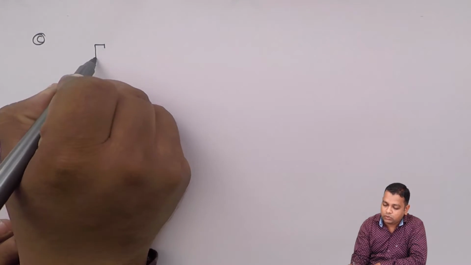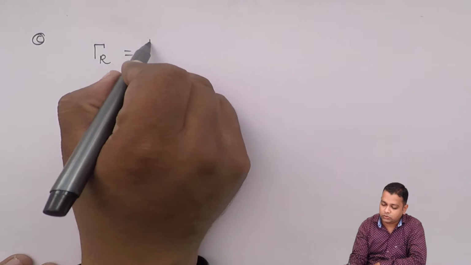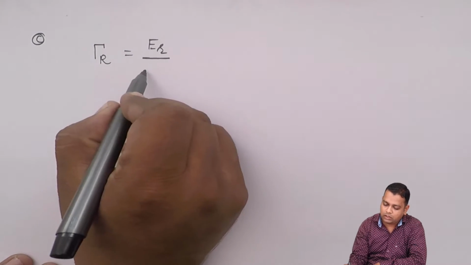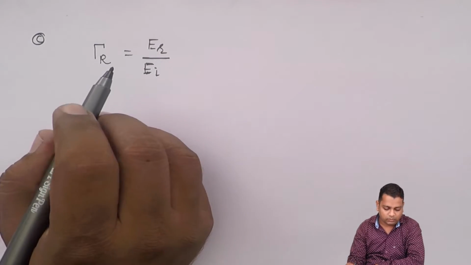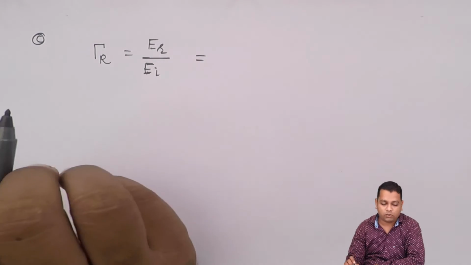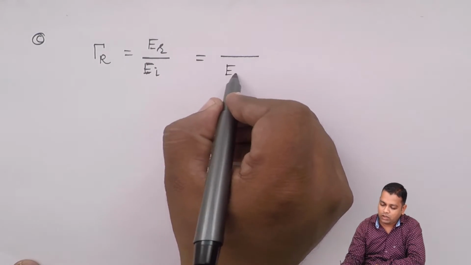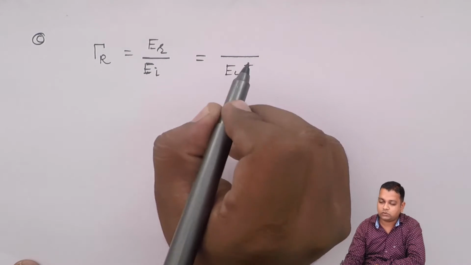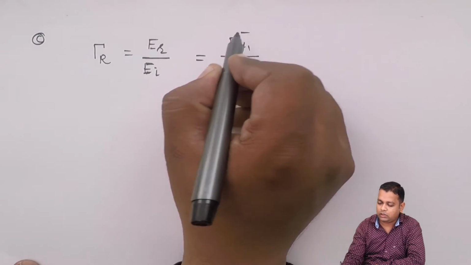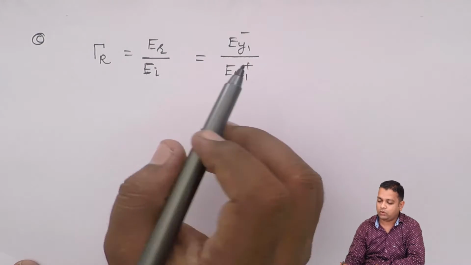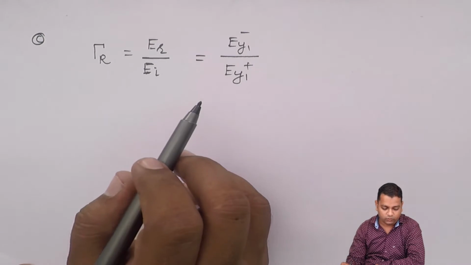The reflection coefficient is denoted by gamma suffix r, and this reflection coefficient is in general the ratio ER divided by EI. EI denotes the incident wave, ER denotes the reflected wave. Here, as per this problem statement, we have the notations for the incident electric wave as Ey1 with the positive sign over its head, and Ey1 with the negative sign over its head for the reflected wave. Both the reflected and the incident waves lie in medium number 1.